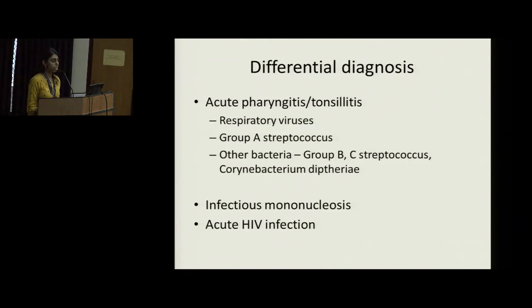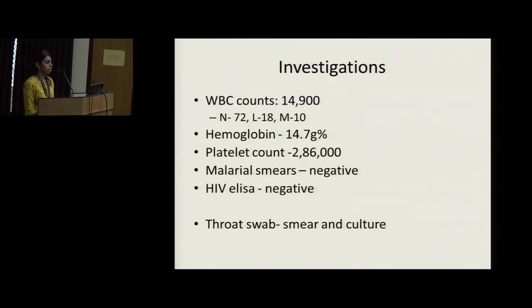So we had considered a respiratory viral infection, a group A streptococcus or other bacteria which can cause an acute pharyngitis or tonsillitis, like a group B or group C streptococcus or a Corynebacterium diphtheriae. We also considered infectious mononucleosis because he had lymphadenopathy, or an acute HIV infection which was presenting like a URI. So these were the investigations that were done.